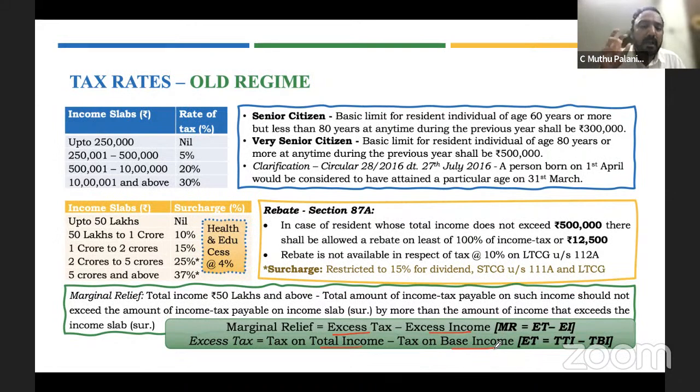So this concept is basically important. Everywhere there will be a limit up to what marginal relief is applicable. So marginal relief is typically applicable only when your tax is more than the excess income. What do you mean by excess income? The income earned above the surcharge limit. So if it is above 50 lakhs or 50 lakhs to 1 crore, that is what you're calling excess income as it is.